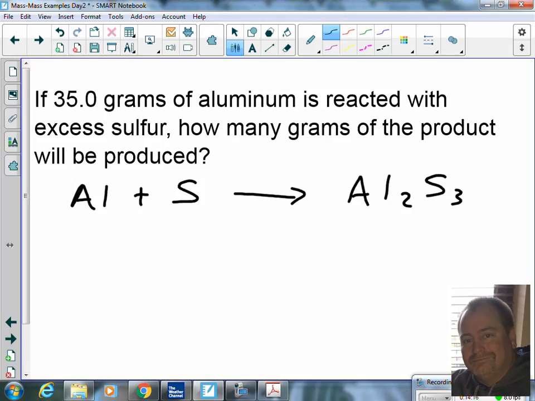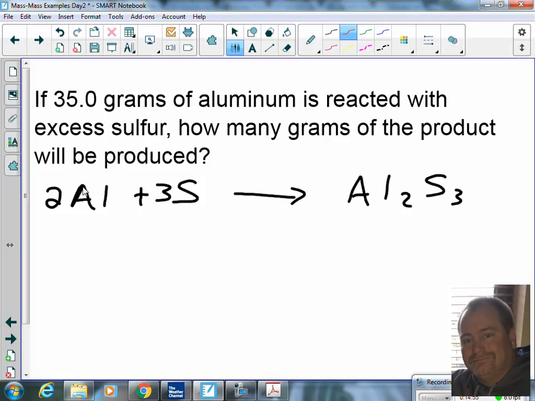Remington, you're up with the second step. What is the second step? Balance the equation. How am I going to balance this equation? A 3 in front of the S, 2 in front of the Al. Are we good? Okay. What is the next step, Ashley?